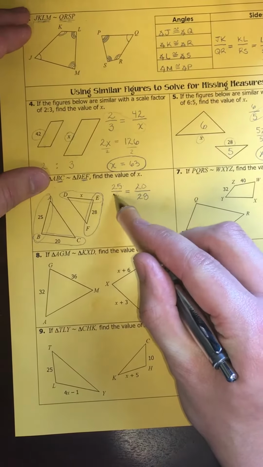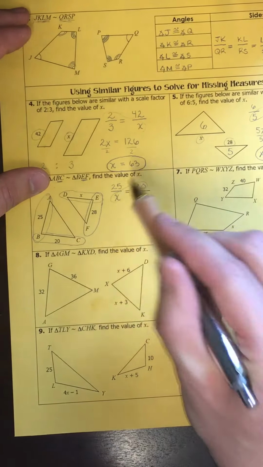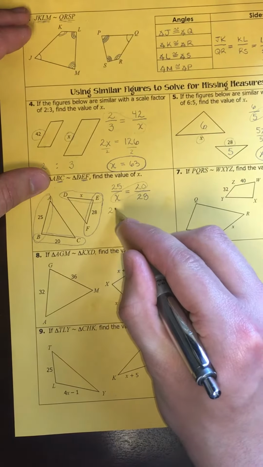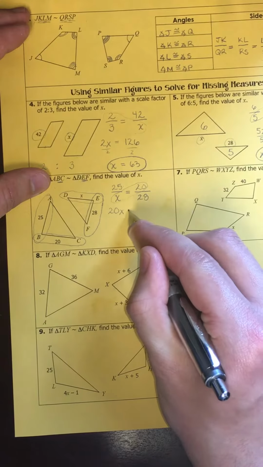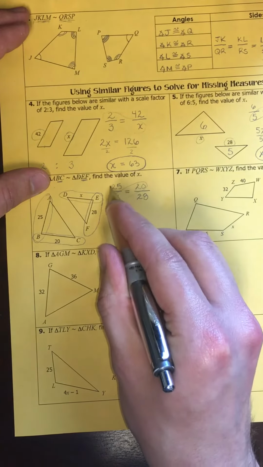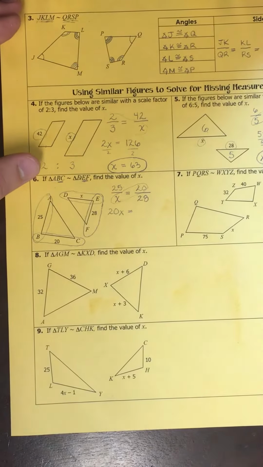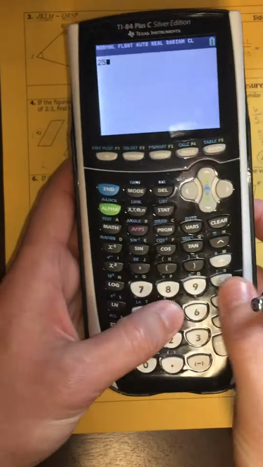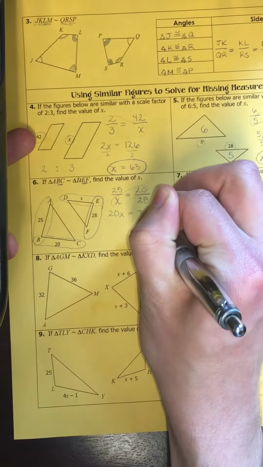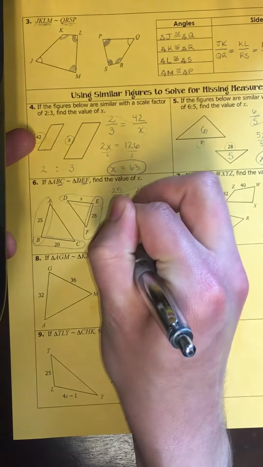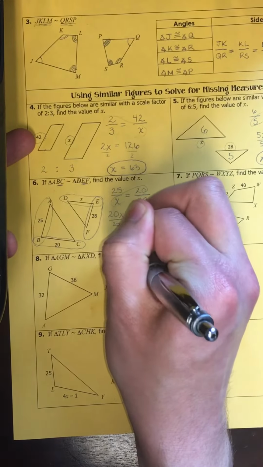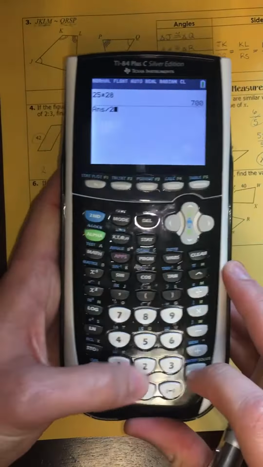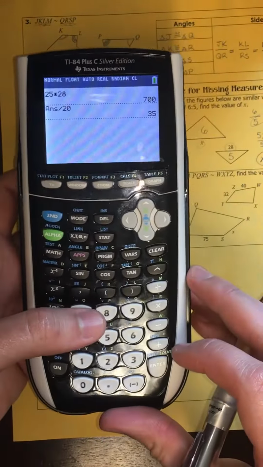So I'm going to use the cross product property. I'm going to cross multiply. 20 times x is just 20x, all equal to 25 times 28. So let's see, 25 times 28 is 700. And if I divide both sides by that 20 in order to solve for x, I get that x is equal to 700 divided by 20, which is 35.